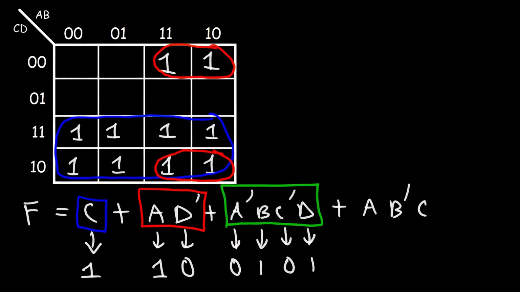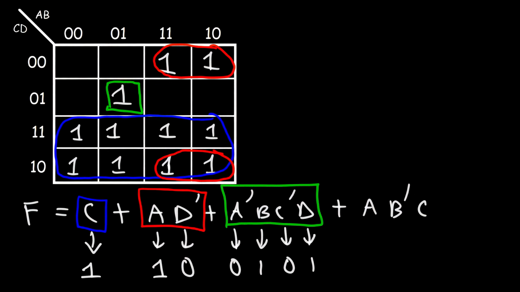So when A is 0 and B is 1 here. C is 0 and D is 1 here. So we're just going to put a 1 in this region. And I'm going to highlight it in green.